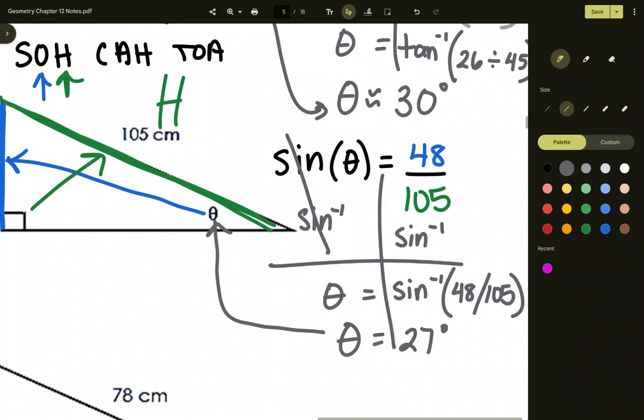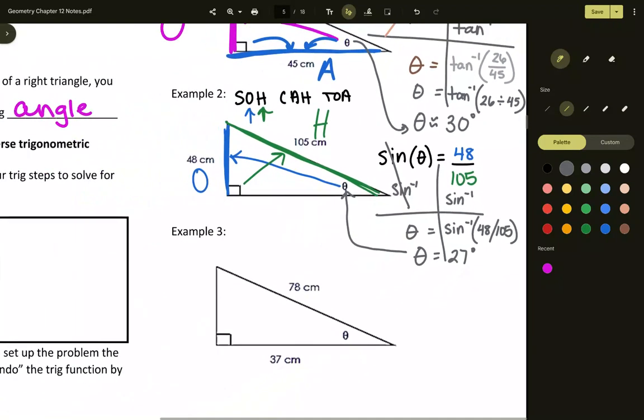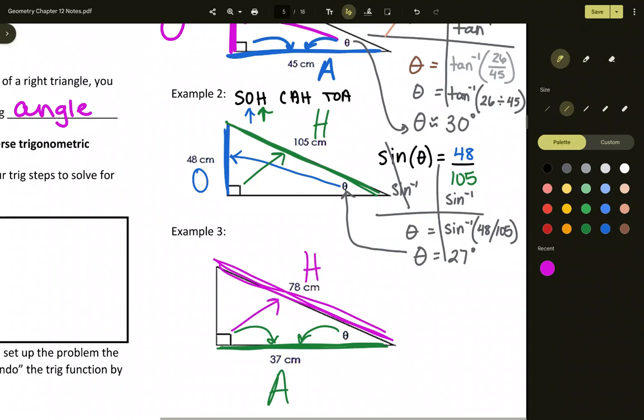All right, let's try the next one. Example 3, I have a measurement down here. I can see that's between the 90 and the given theta angle, so that would be the adjacent side. I have a length over here, which is across from the 90-degree angle, so that's the hypotenuse. So with SOHCAHTOA, we can see that this is going to be the CAH, or the cosine function.